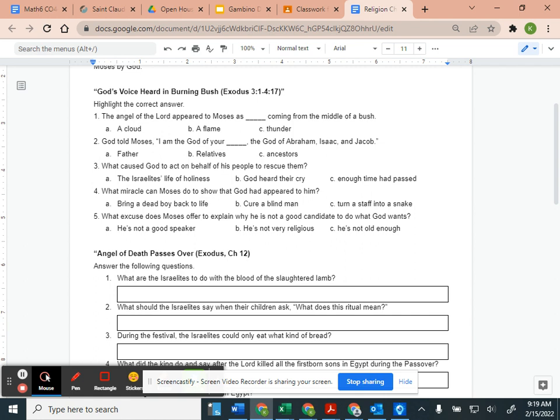And we are going to find out what more Moses does. We're going to find out about those plagues and the Passover and how the Israelites escaped slavery. So for right now, you're going to circle the correct answer. So read those 5 questions, looking back on what we just read, to circle the correct answers.